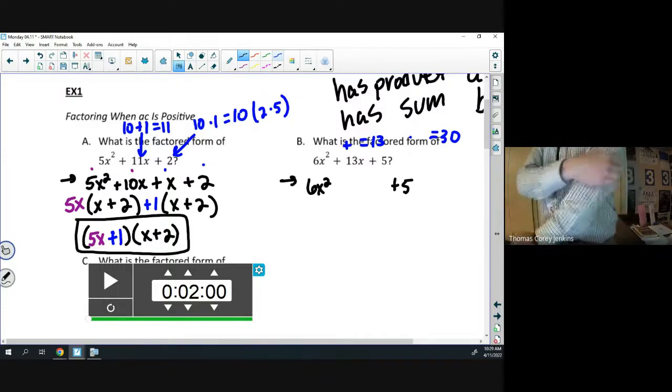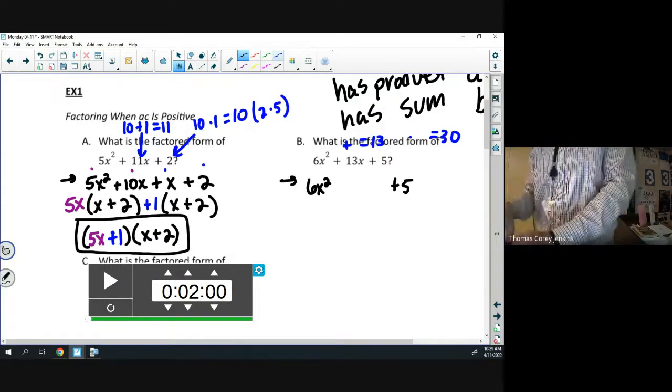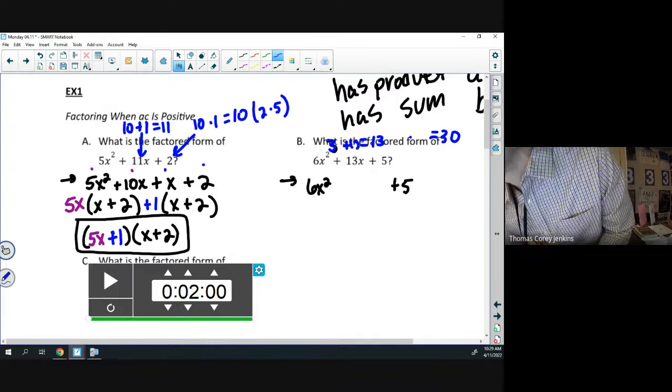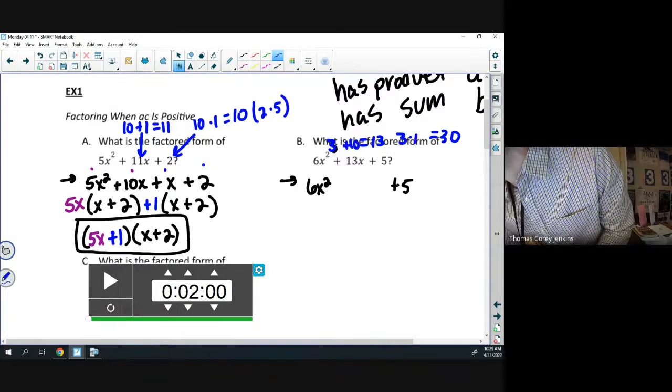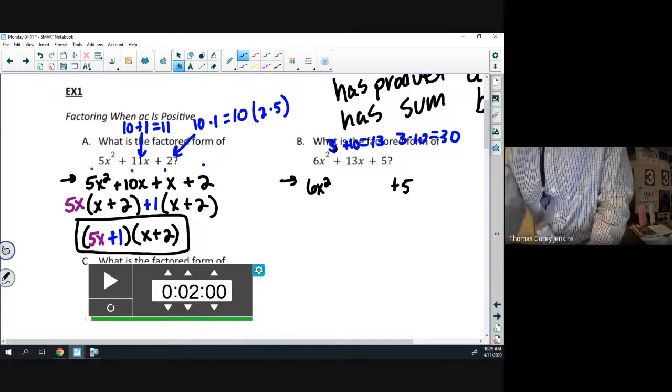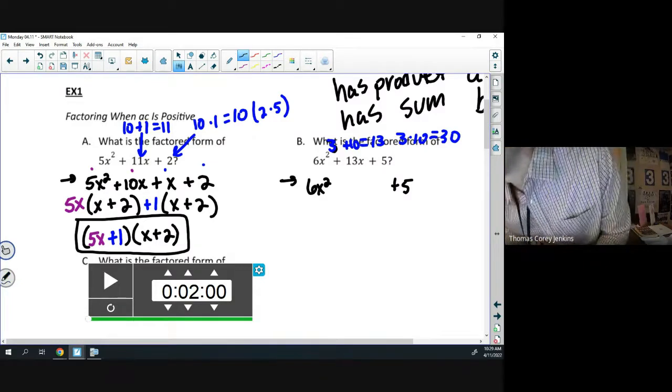Does anybody know yet? Abby? 10 and 3. Very good. 3 plus 10 is 13. 3 times 10 is 30. So then we're off and running from there. Okay. So I'm going to split it up as plus 10x and plus 3x.